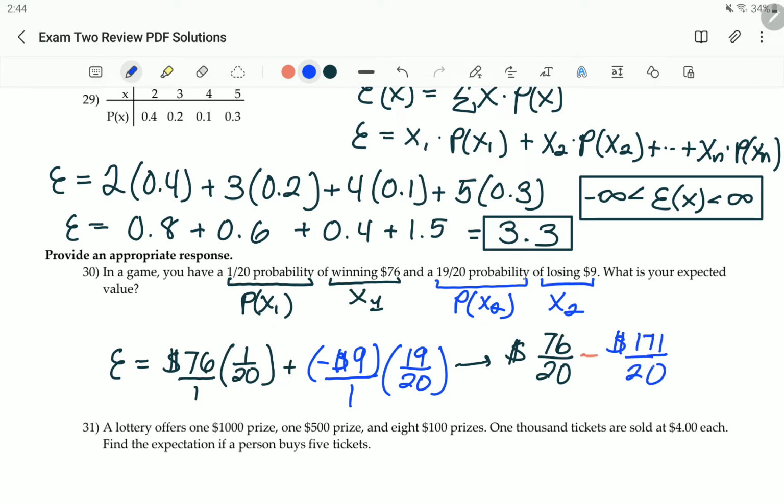And you guys can use your calculator for this. You should use your calculator. Don't be like me doing this in my head. But when I subtract the tops, this is going to equal to negative 95 over 20. And that means my expected value, you're going to lose $4.75. You are expected to lose $4.75 based on this experiment, this game.